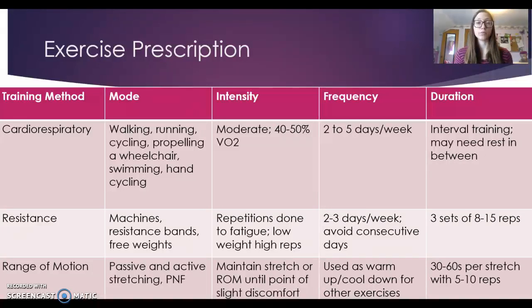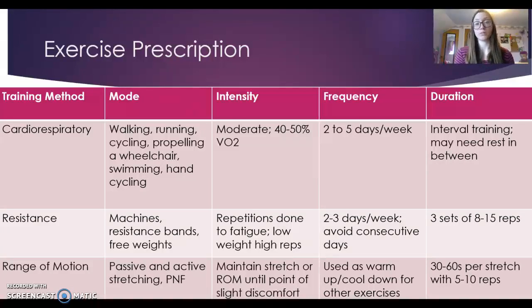And this intensity should be performed at 40 to 50% VO2 reserve for someone who's just beginning, and it can be progressed to 50 to 60%. And this should be done about 2 to 5 days a week, 30 minutes at a time, or a day, I should say, because 30 minutes at a time may be unrealistic for some individuals because it's very fatiguing. So breaking cardiorespiratory training up into 3 different 10-minute sessions throughout the day may be more easily accomplished.